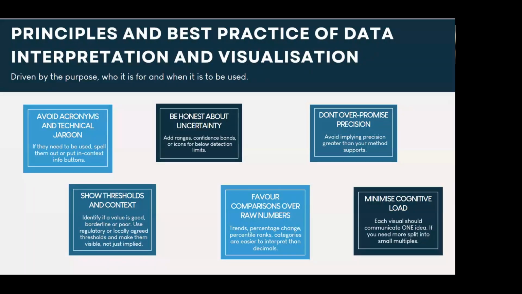Be honest about any uncertainty. So you can add ranges into any data presentation that you do, adding confidence bands or indicating where perhaps detections are lower than the limit. So, for example, when we were doing the bacteria monitoring for the teamwork, there were occasions where the levels that we detected were just below what would be picked up. So obviously we had to show that.